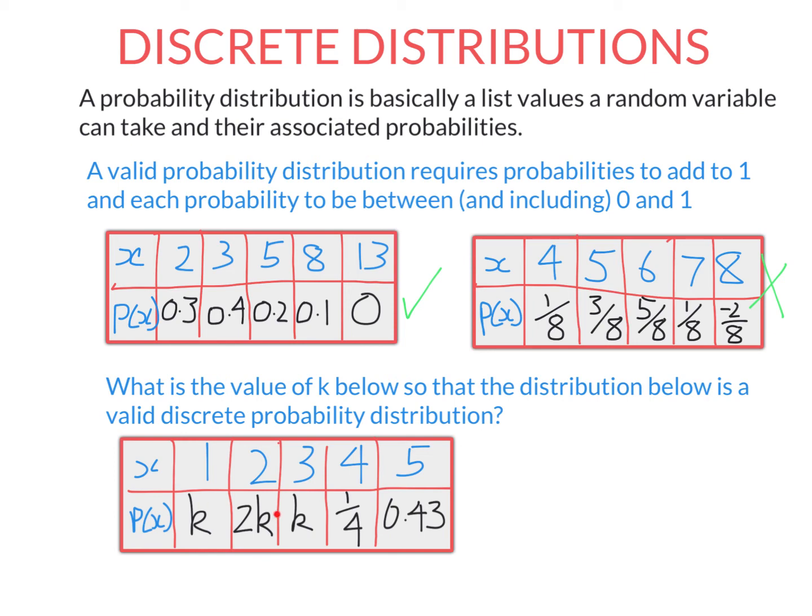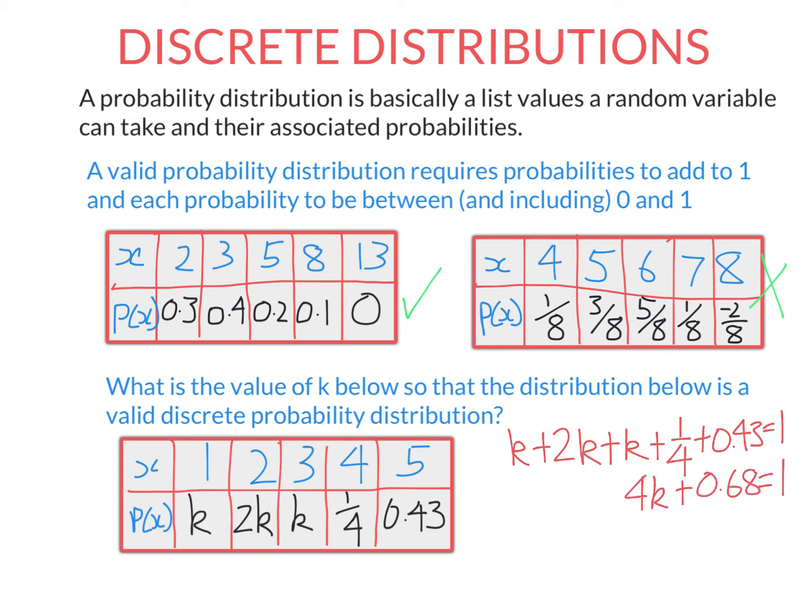So if these probabilities add to 1, that means the first probability plus the probability of 2 plus the probability of 3, all of these probabilities here must add to 1. We can easily get an equation out of this. So we get 4k plus 0.68 is equal to 1. Subtract 0.68 from both sides and divide each side by 4. I know you know how to do that. So I get k is equal to 0.08.